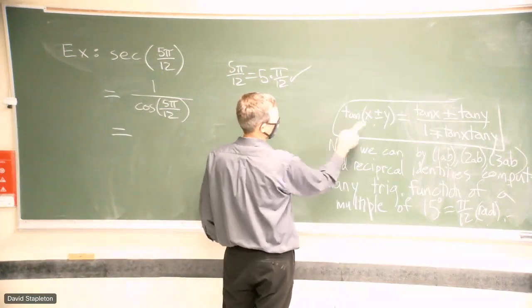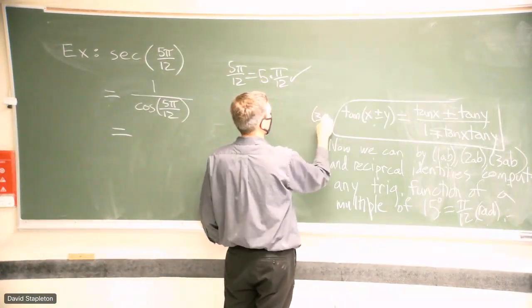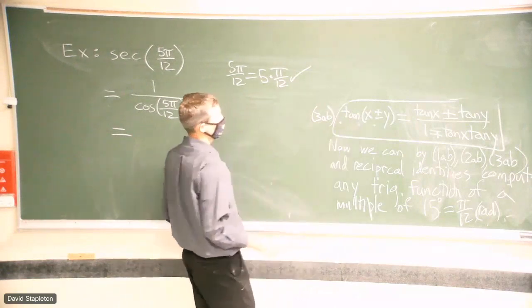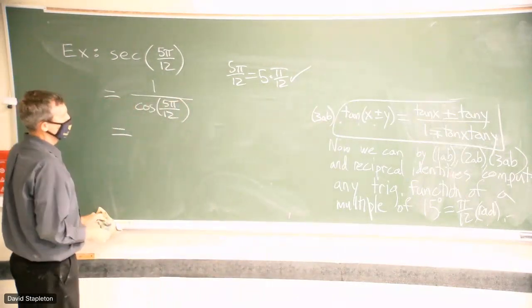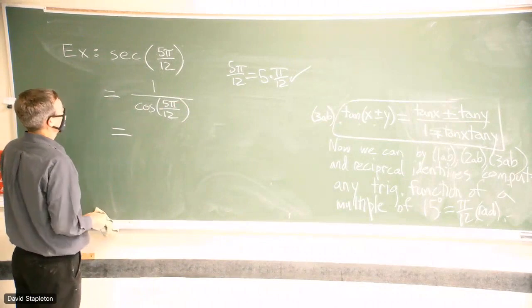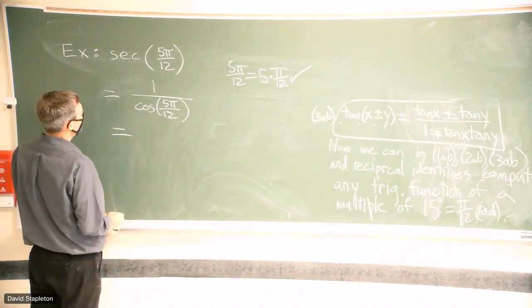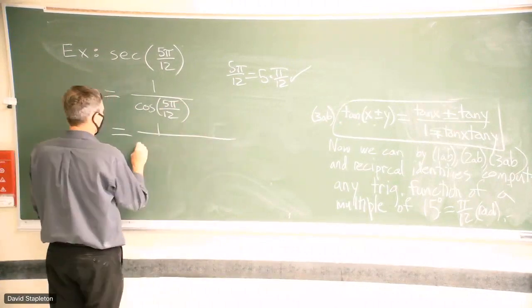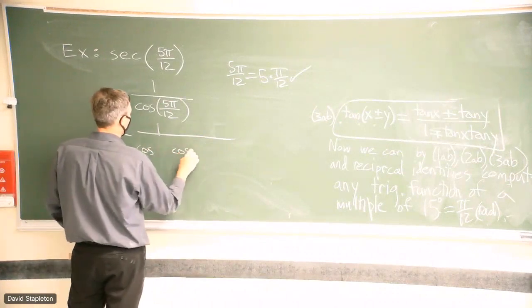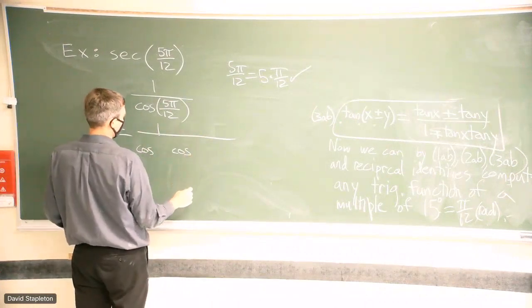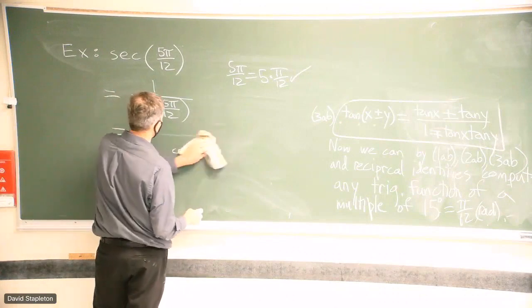Don't forget to mark this. Maybe I just erased it. Oh, no, no. This is 3AB here. Better not. I referred to it. All right. So now cosine of an angle, again, you write it as cosine, cosine, minus sine, sine. Maybe I better first write this as a sum of special angles.